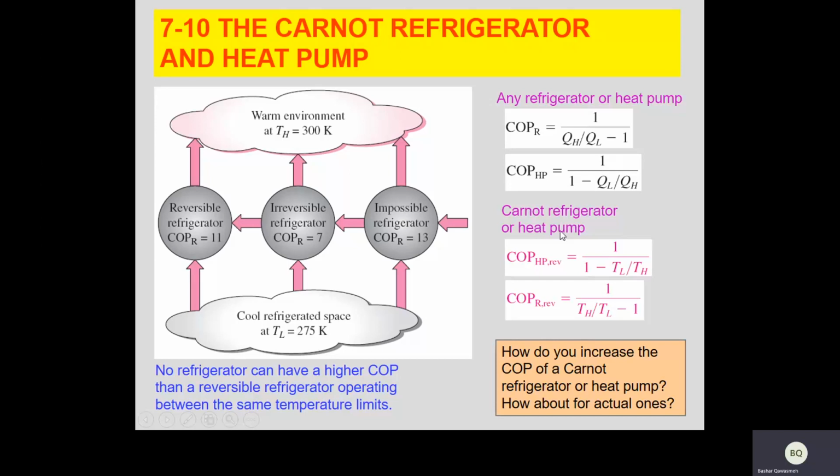If the refrigerator and heat pump are Carnot or reversible, then they can also be represented in their temperature ratio, knowing that those temperatures must be in the absolute scale. If we are using SI units, that means in Kelvin. Remember that any refrigerator follows these two relations, but only the Carnot or reversible heat pump and refrigerator follow these relations.